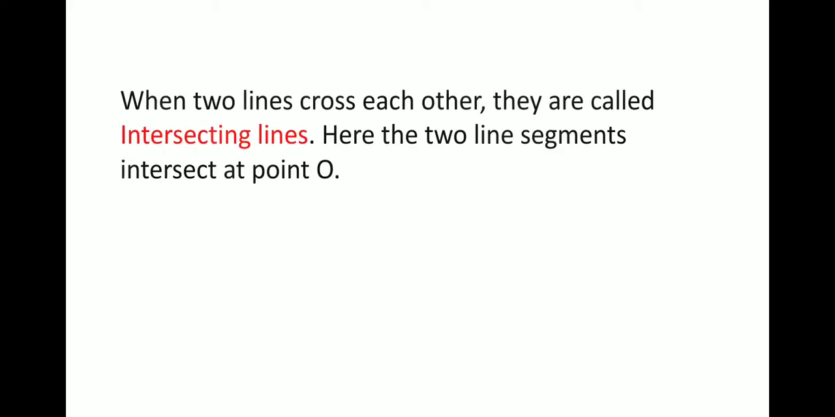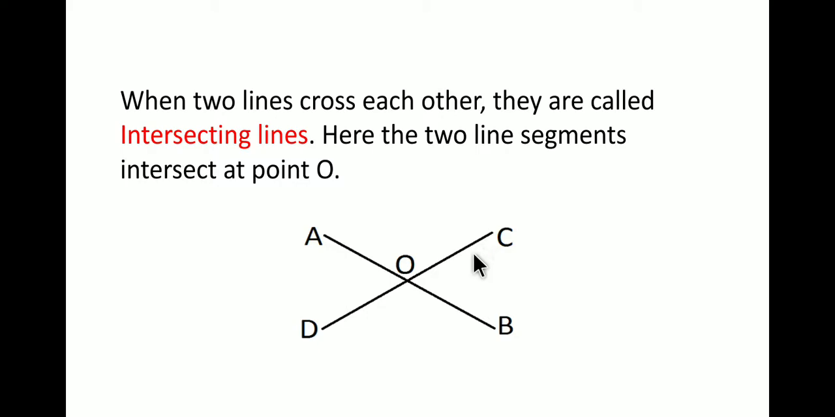Next, when two lines cross each other, then they are called the intersecting lines. So here the two line segments are intersecting at point O. Line AB and line DC or CD is intersecting at point O. So these two lines are called the intersecting lines.